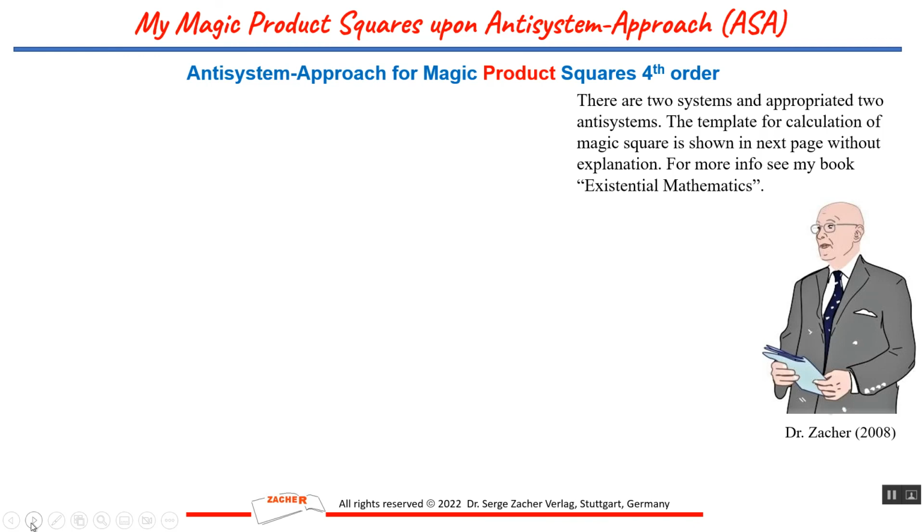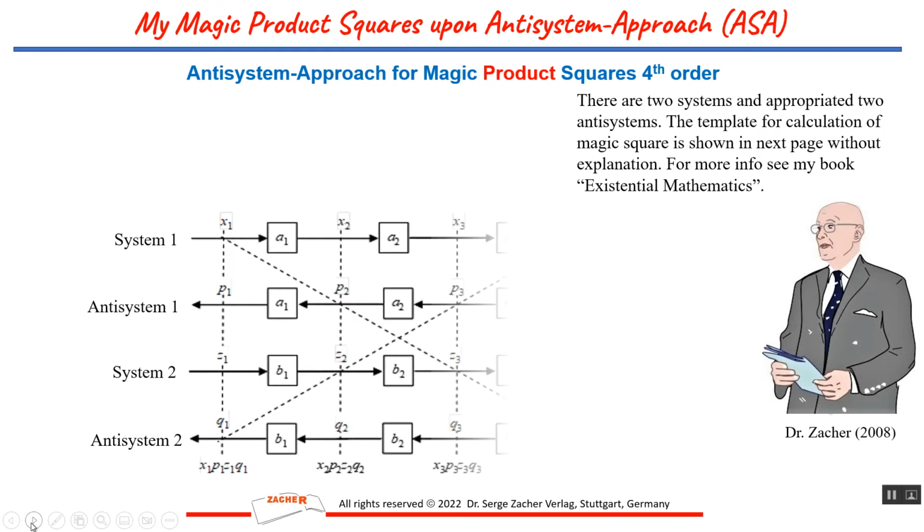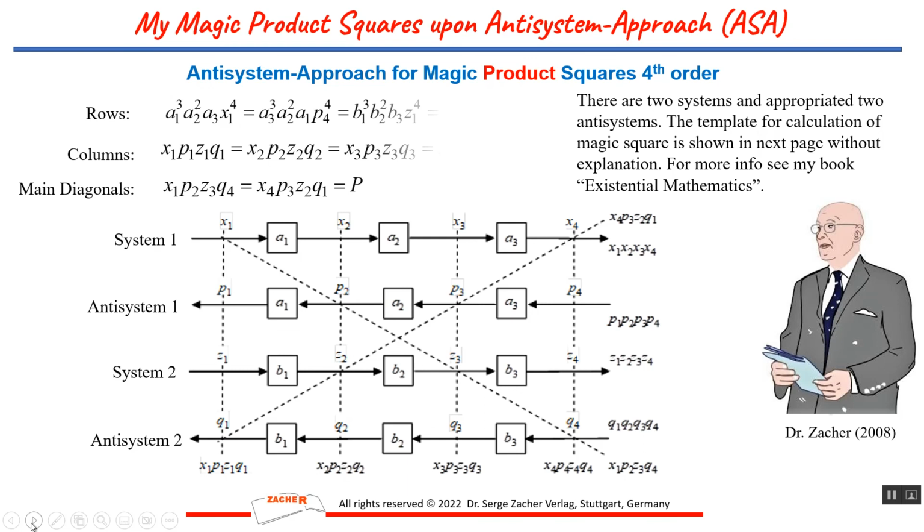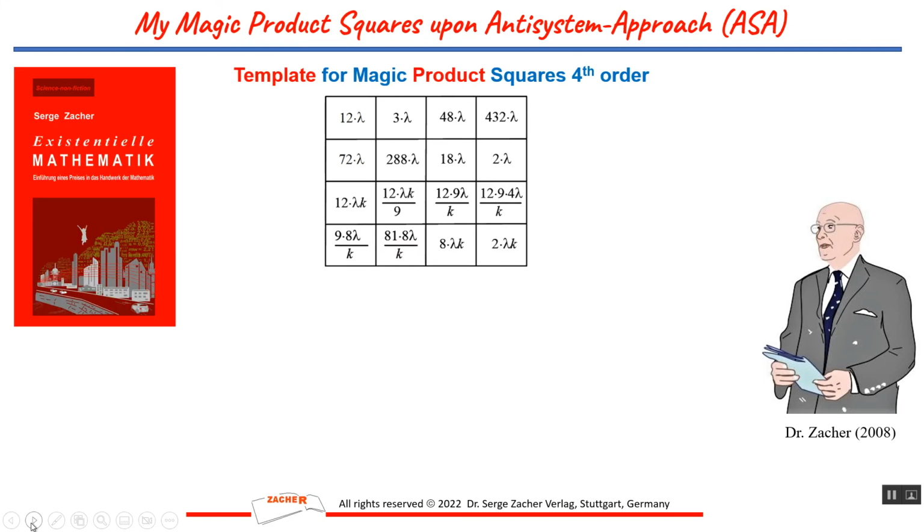Anti-system approach for magic product squares of fourth order. There are two systems and two appropriate anti-systems. The template for calculation of magic squares is shown on the next page without explanation. For more info see my book Existentionale Mathematik. Template for calculation of magic squares and examples.